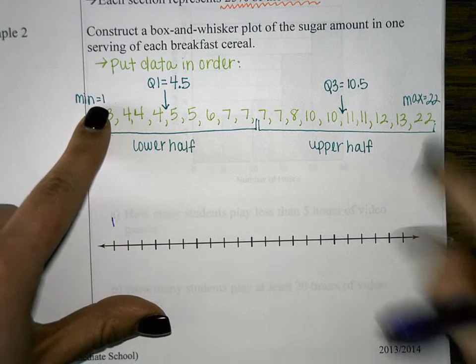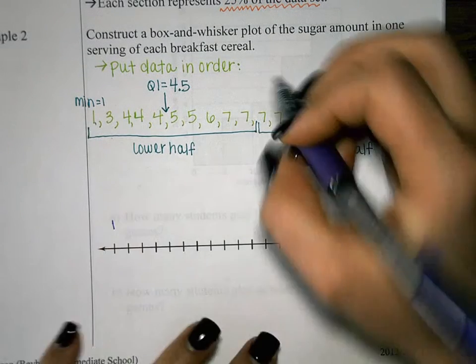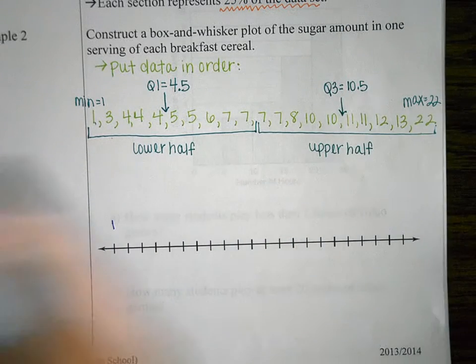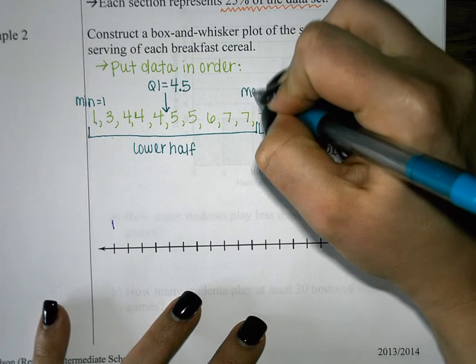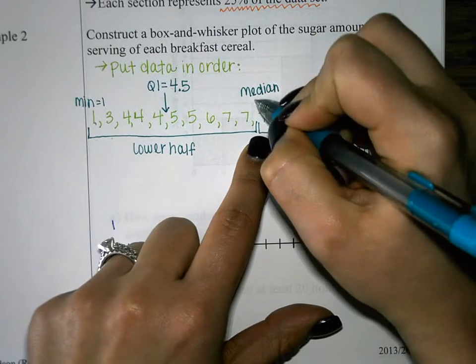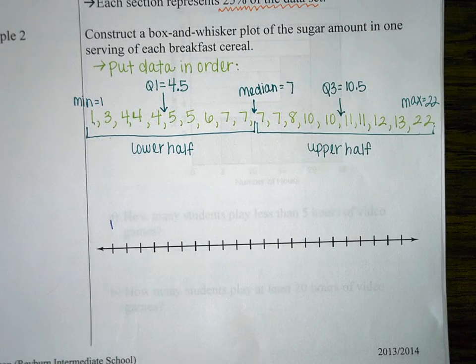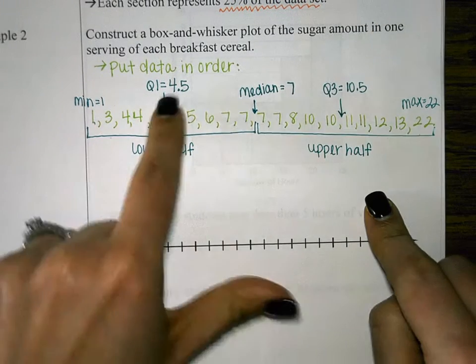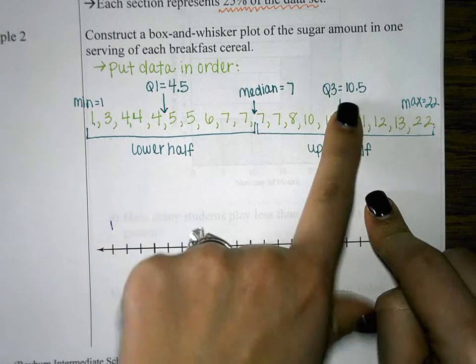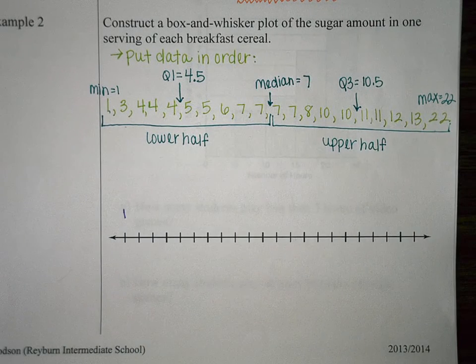Our minimum is 1, our maximum is 22, and then our median is right in the middle of the upper half and the lower half, so in between 7 and 7. So in this case, our median is 7. So we have our min, our Q1, our median, our Q3, and our max, which is our 5-number summary. So we're going to use that 5-number summary to construct a box and whisker plot.